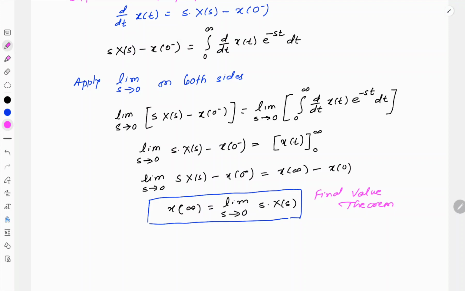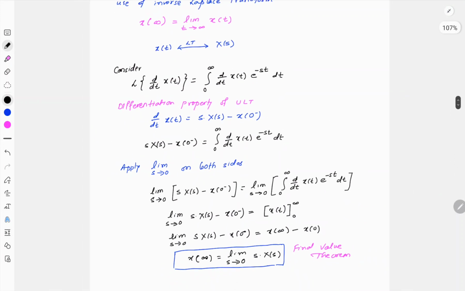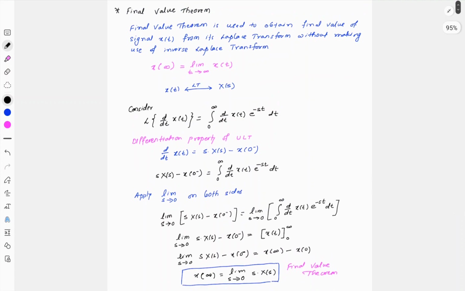So here we can obtain the final value of signal x of t using its Laplace transform without the need of inverse Laplace transform. So x of infinity is equal to limit s tends to 0 s into x of s. So x of s is the Laplace transform and x of infinity is the final value of signal x of t. So just to summarize, final value theorem is used to obtain final value of signal x of t from its Laplace transform without using inverse Laplace. It is represented as x of infinity. In time domain, this can be represented as limit t tends to infinity x of t.